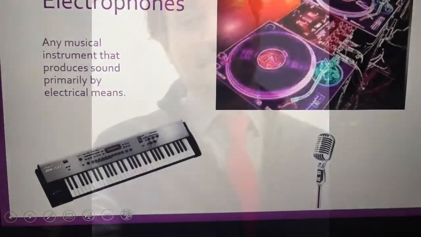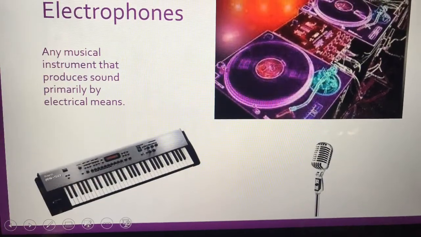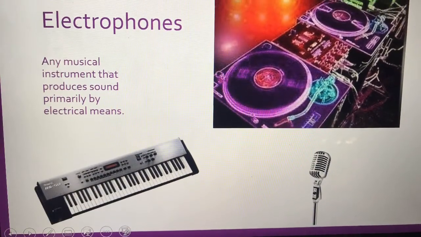Chordophones. This instrument produces sound by way of a vibrating string that is stretched between two points. Think of a piano or a guitar. Electrophones. This is an instrument that makes sound primarily by electrical means. Think about an electronic keyboard or some turntables.